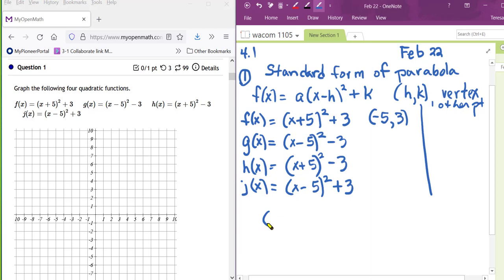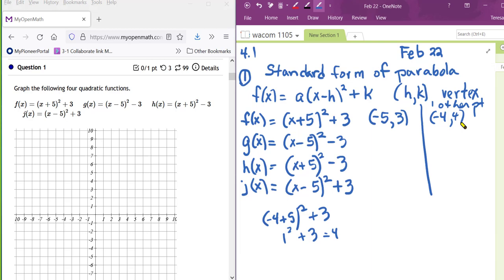And down here, I'll just do some scratch work. So -4 plus 5 squared plus 3. So this is 1 squared plus 3, and 1 plus 3 gives us 4. So I have -4 and 4 for my second point to graph the first one. We'll go ahead and get all the info for each one, and then we can graph them all at one shot. All right, so this one is in the minus form, so it will be 5, -3 for the vertex.